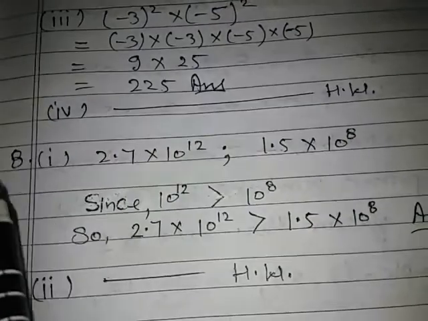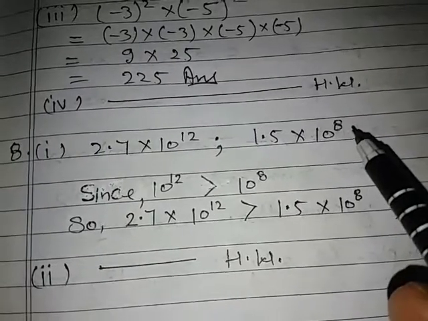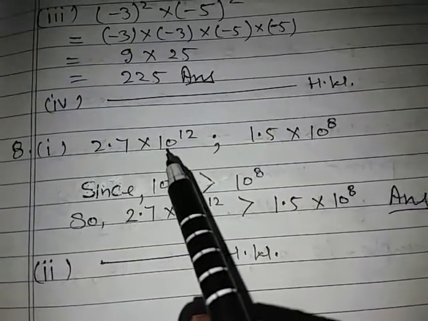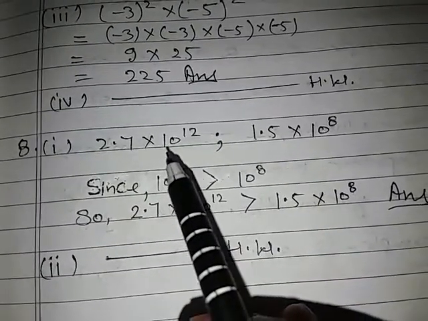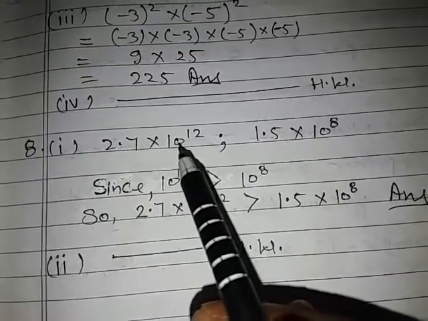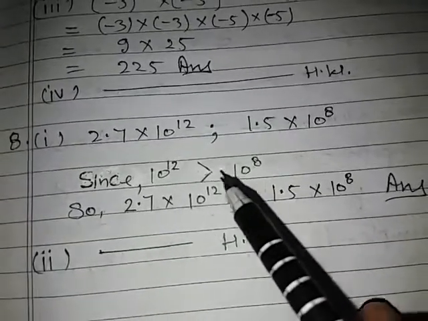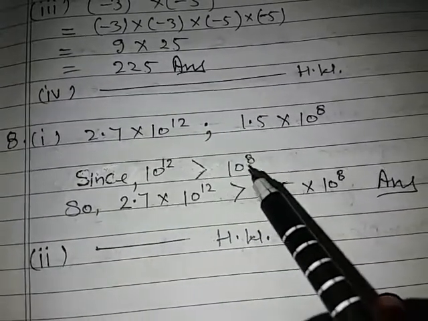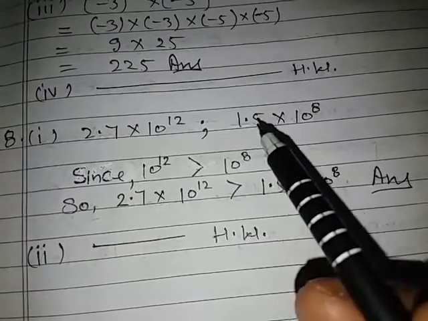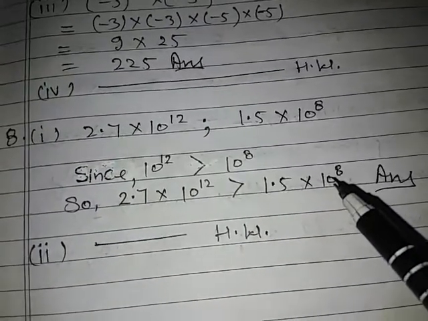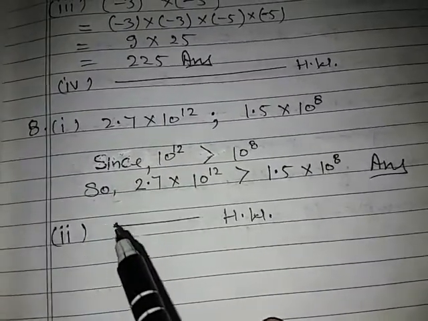Solution of part 1 of question number 8: 2.7 into 10 to the power 12 and 1.5 into 10 to the power 8. You can see the first is given in standard form, and the second is also in standard form. So first of all see the power of 10. Here is 10 to the power 12 and here is 10 to the power 8. 10 to the power 12 is greater than 10 to the power 8. So 2.7 into 10 to the power 12 is greater than 1.5 into 10 to the power 8. It is the answer. Similarly, you can solve part 2 of question number 8 as homework.